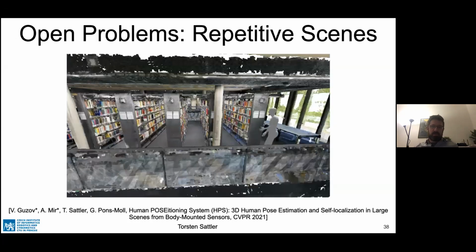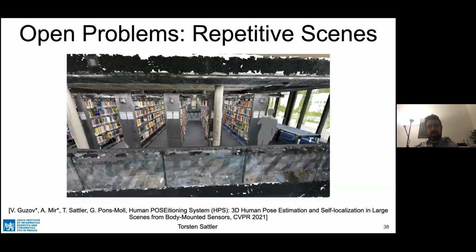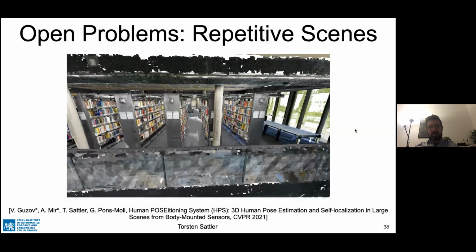Another problem is repetitive scenes. Here's the human looking at these information sheets at the library. They all look rather identical. So localization actually jumps between those few pillars, and then the human is moved, because we have the smoothness term between the localization results that enforces the human to move smoothly over time. But resolving this is a hard problem. Imagine the corridors in your offices, which are typically very repetitive. Showing an image of this, it's really hard to figure out where in the corridor it was actually taken.